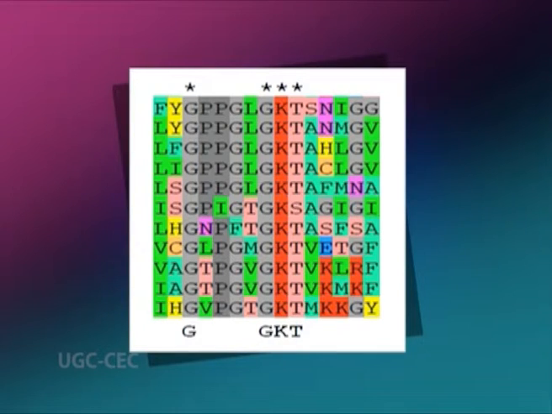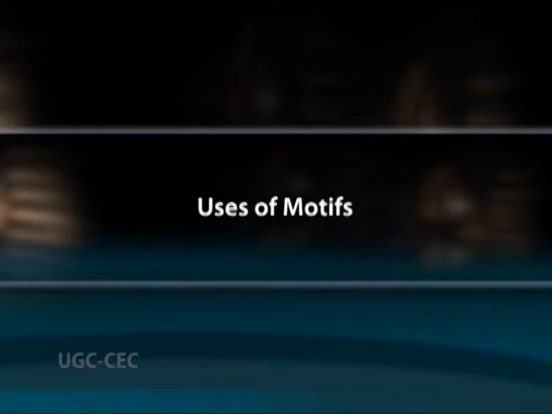This figure depicts the alignment of 11 ATP or GTP binding proteins, and the consensus sequence is derived as GXXXXGKT.